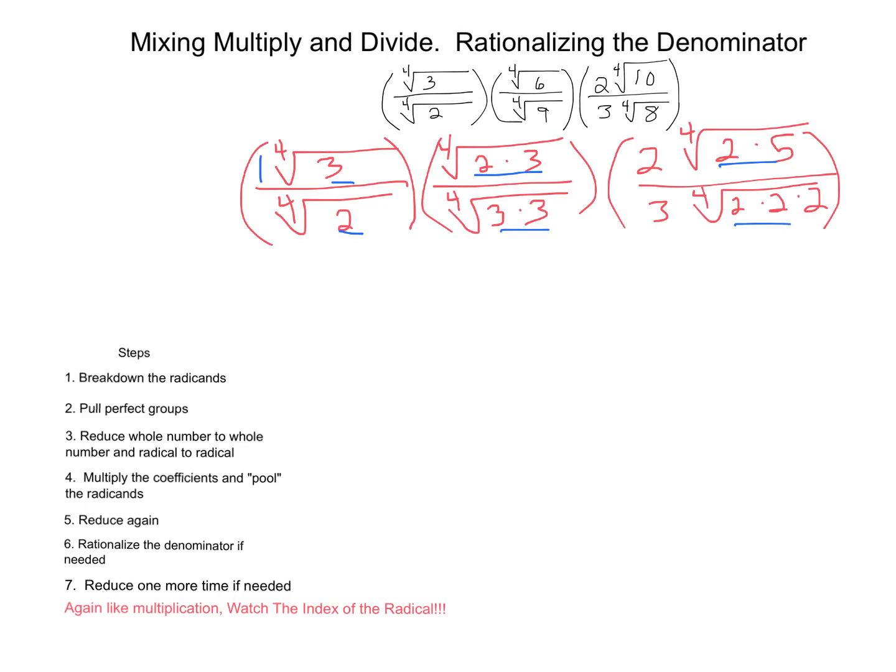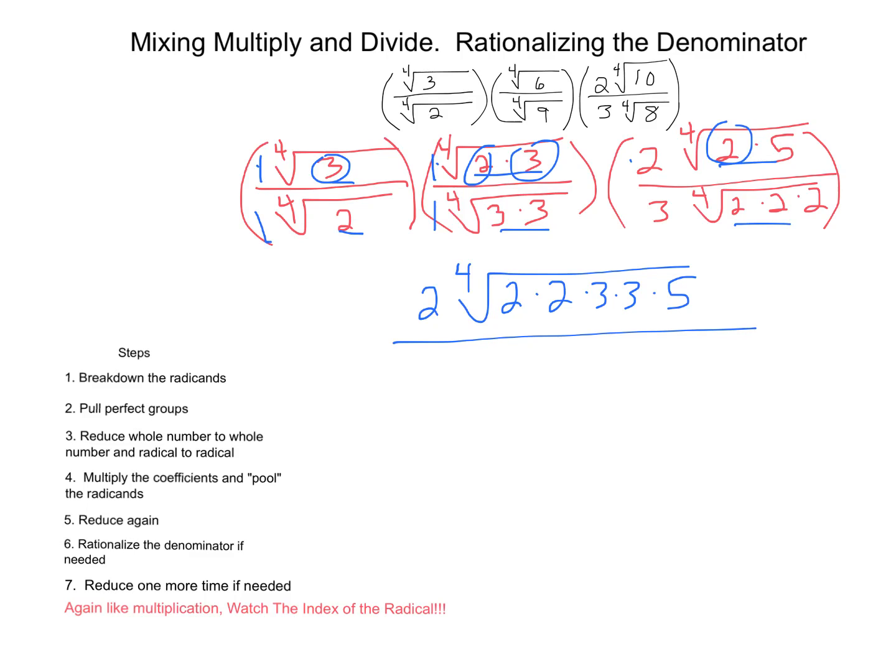We'll multiply. Remember, there are 1s hiding in front. So 1 times 1 times 2 is 2, 4th root of. Alright, I've got 1, 2 2s. I've got 2 3s. And I have a 5. On the bottom, I have 1 times 3, which is 3, 4th root. I have 4 2s, I'm sorry. And I have 2 3s.